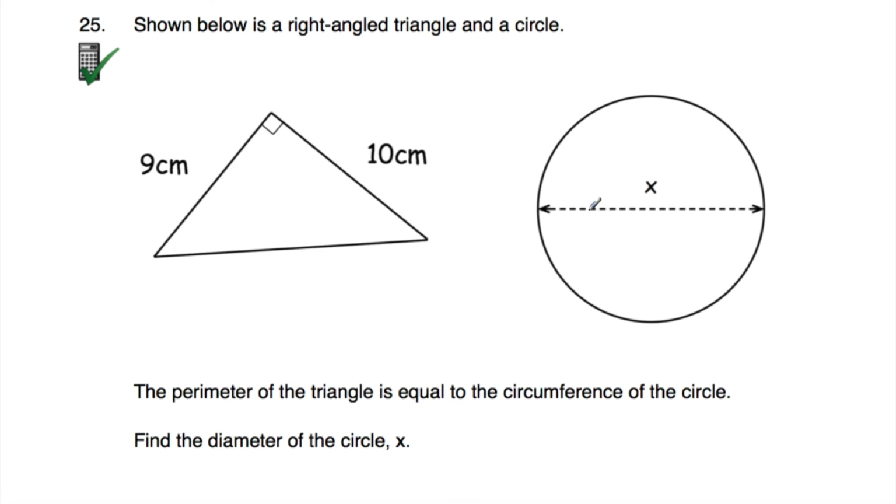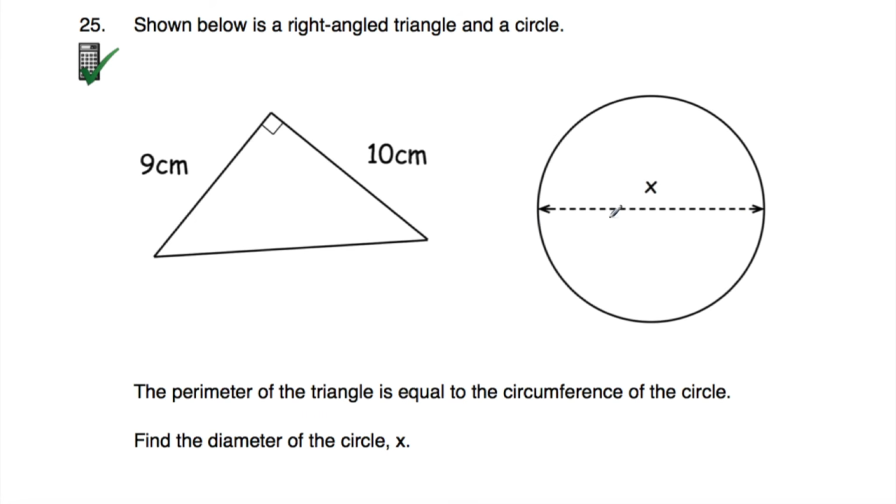And we've got this circle, and the diameter of the circle is x. And we're told that the perimeter of the triangle is equal to the circumference of the circle. So the distance around the outside of this triangle is equal to the distance around the outside of the circle. And we've been asked to find the diameter of the circle, x.